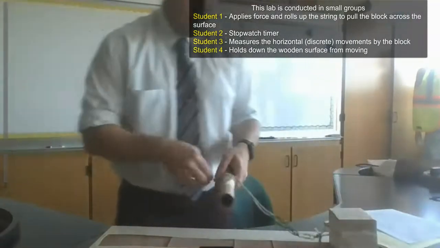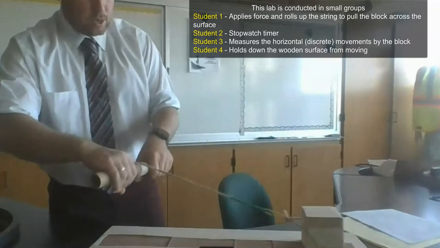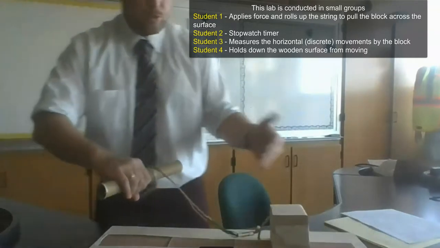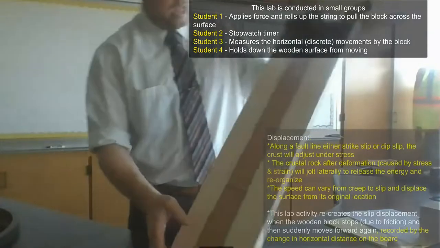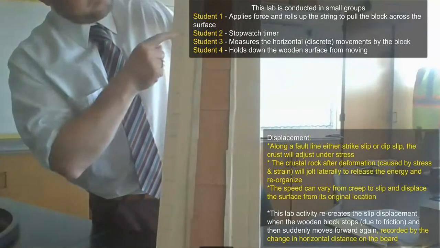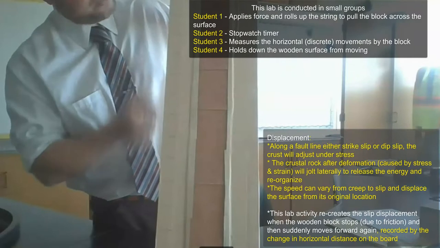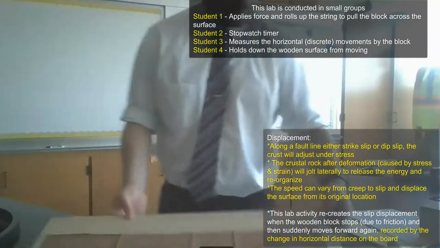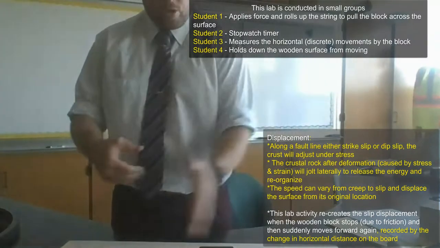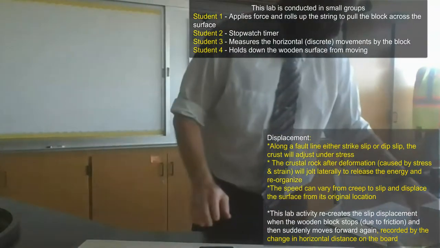So if I move the block, every time it moves, it's going to move a certain distance. And that is called displacement. We have a nice little measurement in centimeters: 0, 5, 10, 15, 20. So we can measure how far the block is moving each time during the course of the experiment.